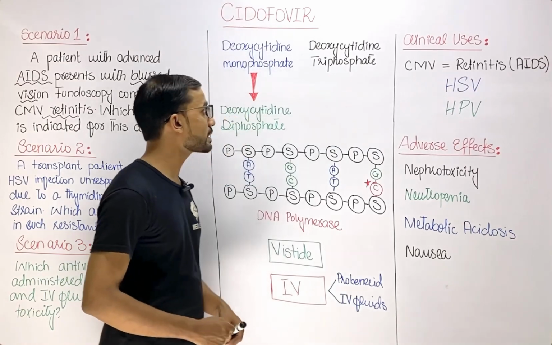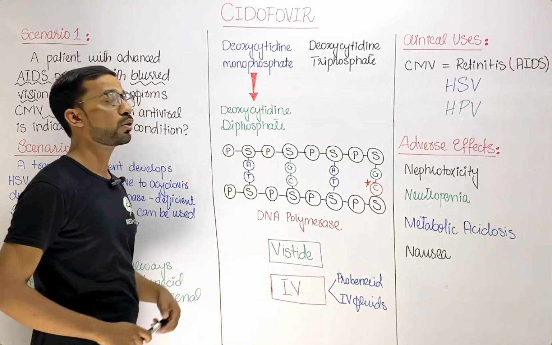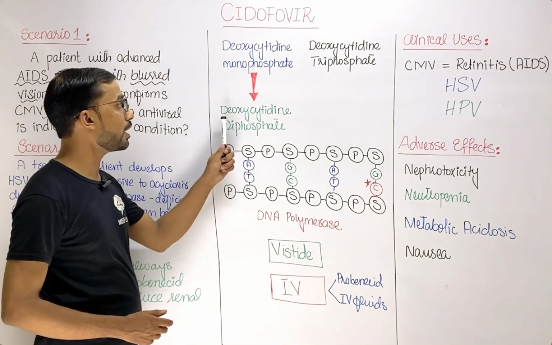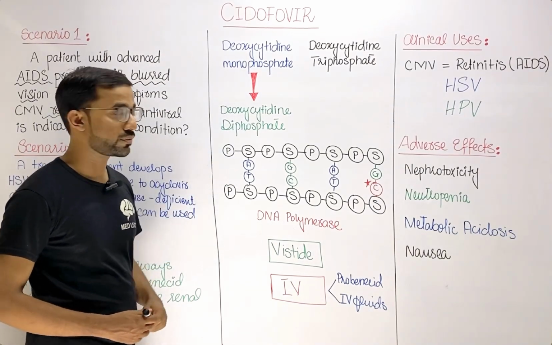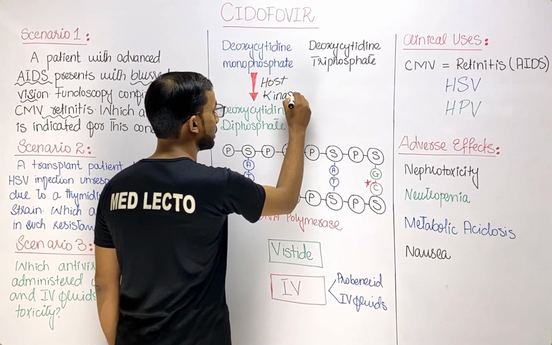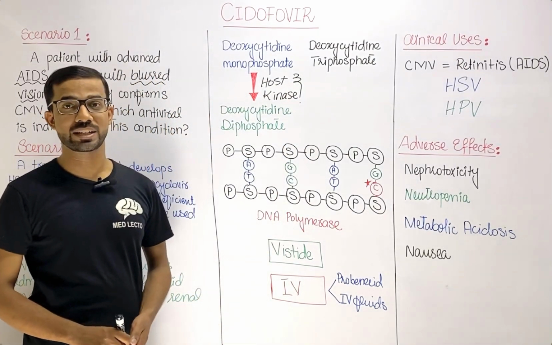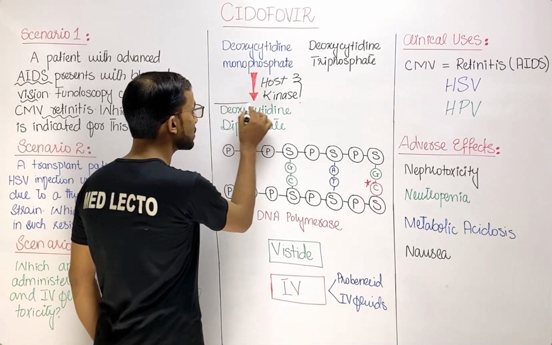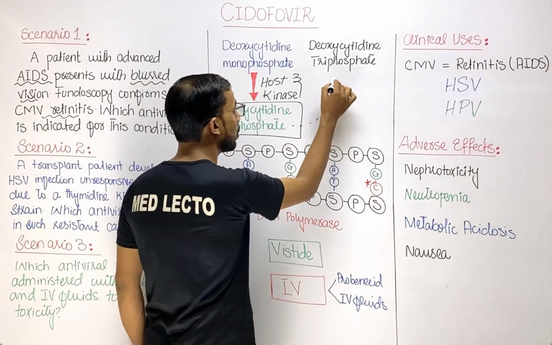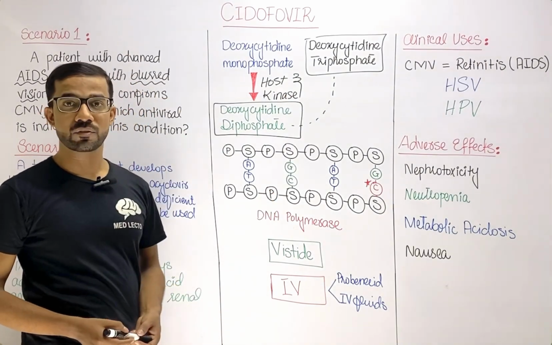So now we will discuss the mechanism. Cidofovir is basically a deoxycytidine monophosphate. It becomes active inside the cell into deoxycytidine diphosphate with the help of the host kinase enzyme. It doesn't require the viral kinase, it requires the host kinase for its activation. After activation, it will be analogous to deoxycytidine triphosphate, which is already present in our cell.